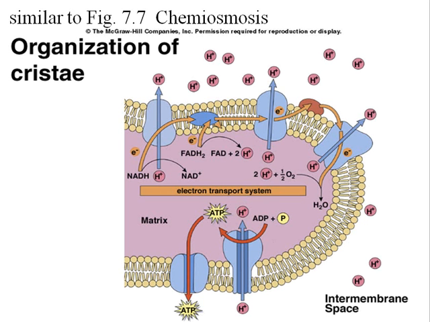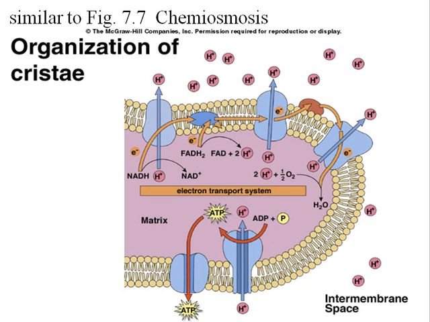This diagram represents the inner membrane inside the mitochondria. The blue structures are the molecules which make up the electron transport chain. As electrons are passed from NADH or FADH2 and on along through the electron transport chain, hydrogen ions are pumped out into the inner membrane space.